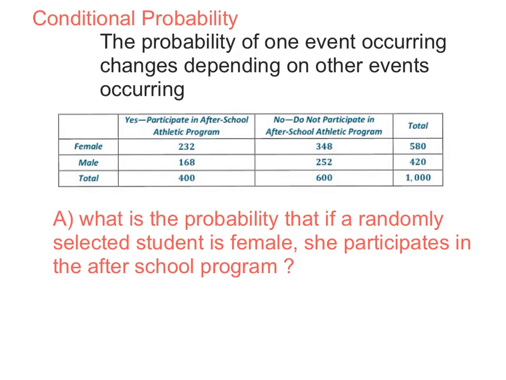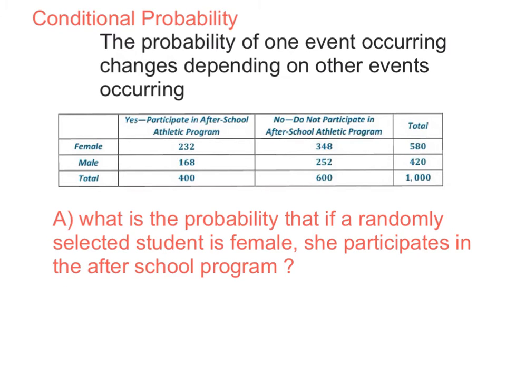Now the big idea of tonight's video is something called conditional probability. Here's the definition: the probability of one event occurring changes depending on other events occurring. You'll notice I have the same table, so all you need is the questions here. A, what is the probability that if a randomly selected student is female, she participates in the after-school program? Conditional is kind of like the way it sounds. There's a condition that has to happen. I always like to start by saying, what is the probability and what's the given condition?